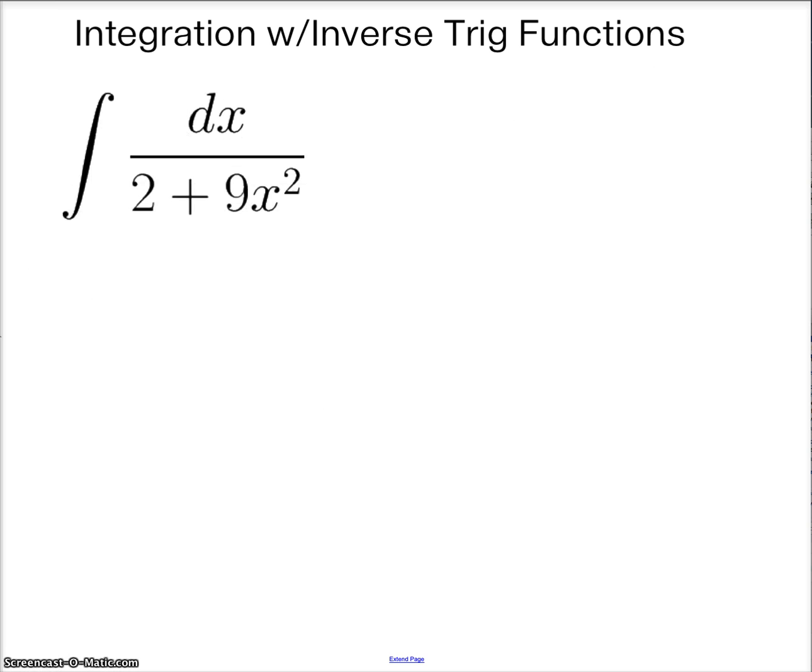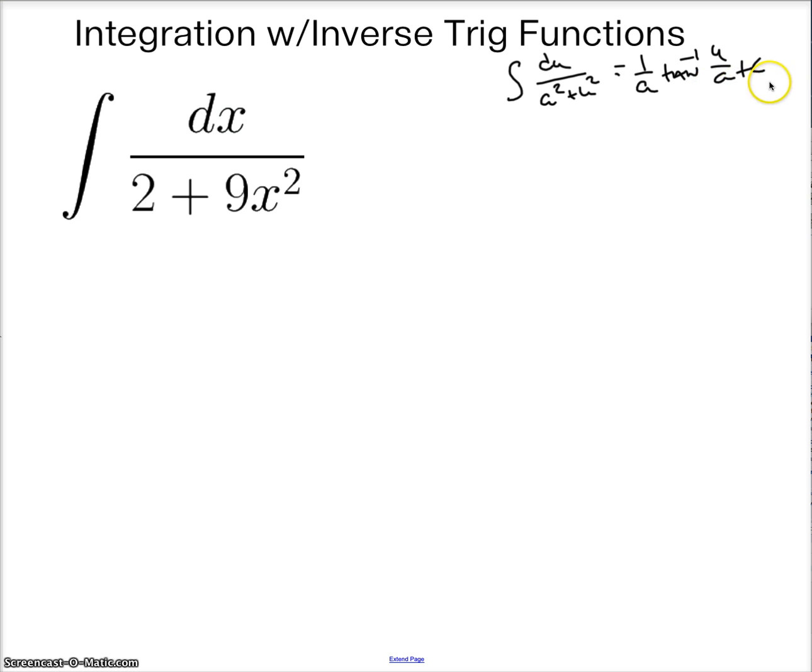All right, now let's look at this one. The integral of dx over 2 plus 9x squared. Now this is of the form du divided by a squared plus u squared, and I know that that integral is 1 over a times the inverse tangent of u over a plus c.